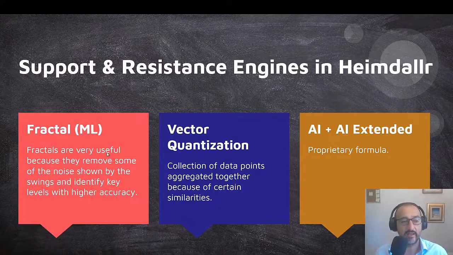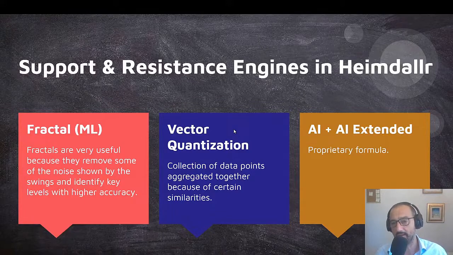Okay, the other one that we are going to see is vector quantization, and vector quantization works by grouping. Given a collection of data points, it groups them together because they have certain similarities. So this is another approach, different from fractal.